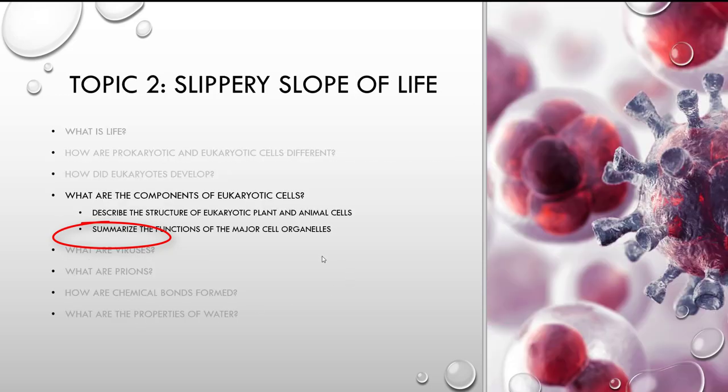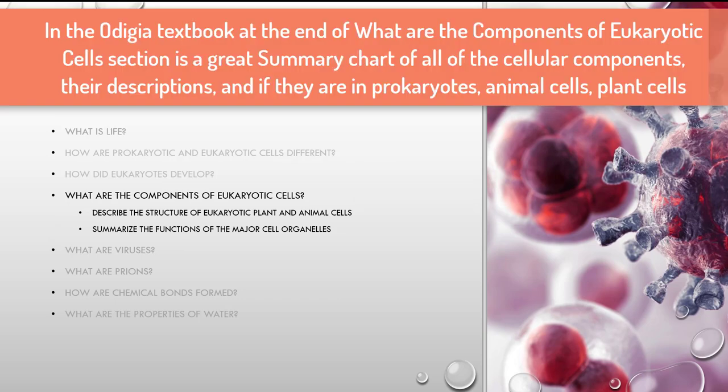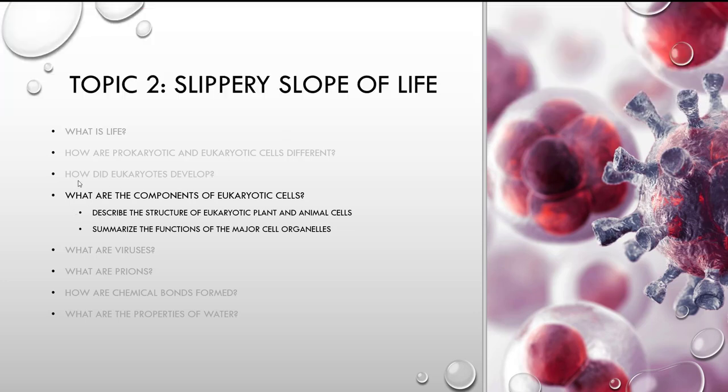All right. And then, by the way, if you get a chance, go check out your textbook. At the very end of this section, there is a great chart that has everything there. It has the components of prokaryotic and eukaryotic cells and their function. It gives the cell component, the function, and then if it's present in prokaryotes, if it's present in animal cells, and if it's present in plant cells. This is a great resource to help you study.